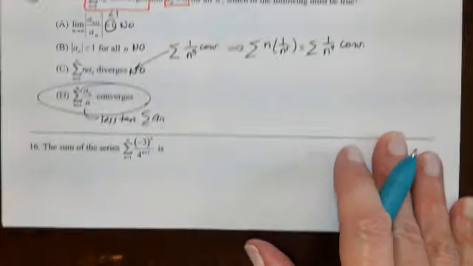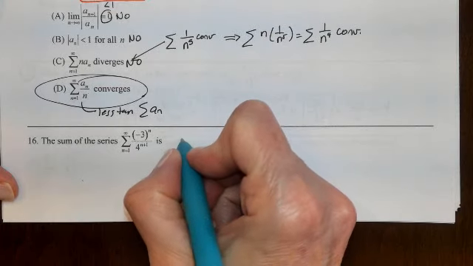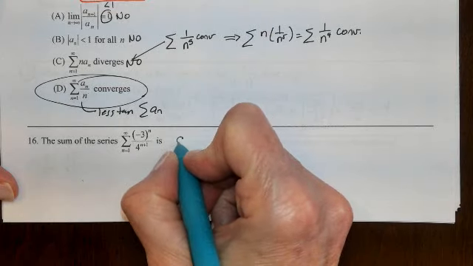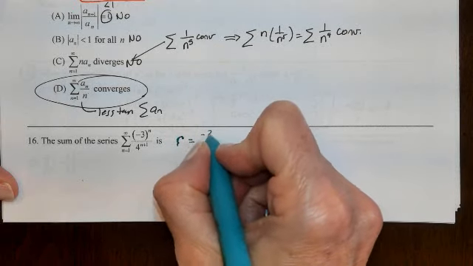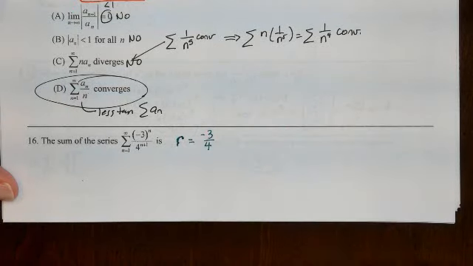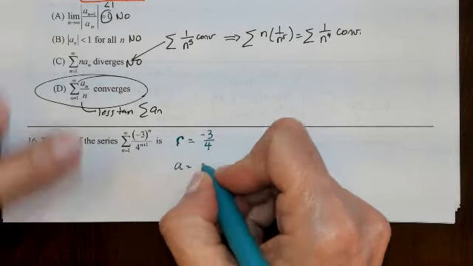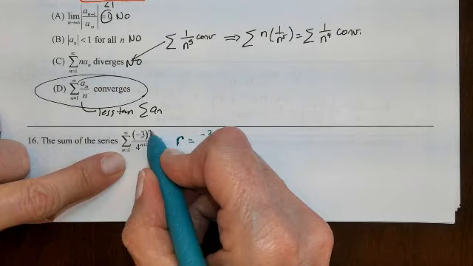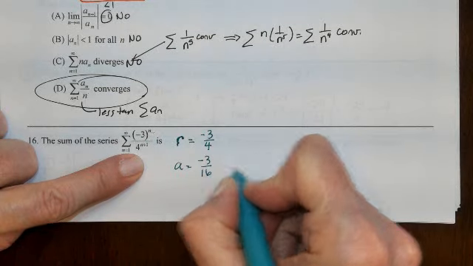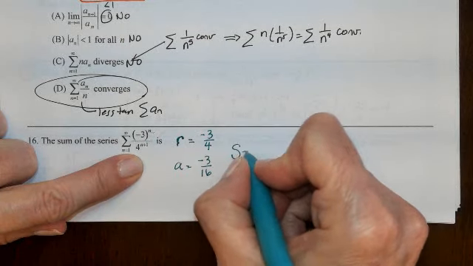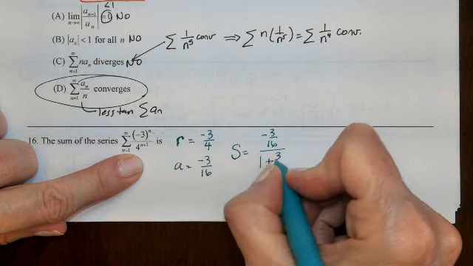Okay, number 16 down here. Find the sum of this series. Another geometric series. R is negative 3 over 4, right? A is put 1 in for n, so A is going to be negative 3 over 16. So the sum is A over 1 minus r.